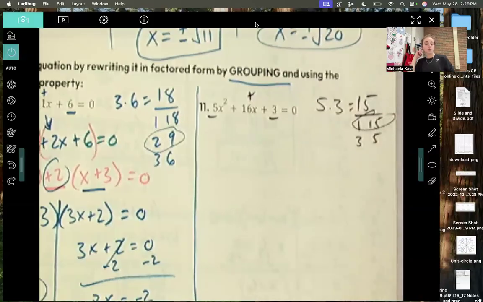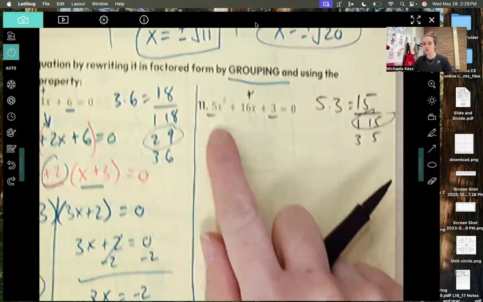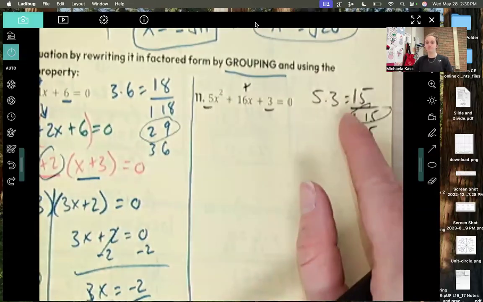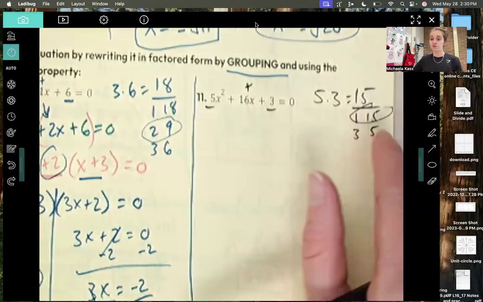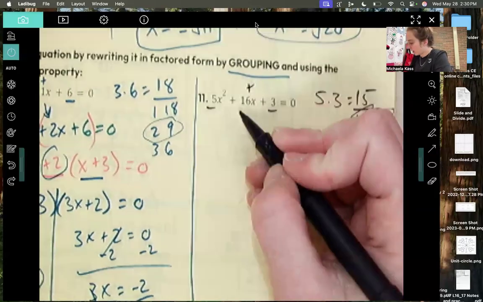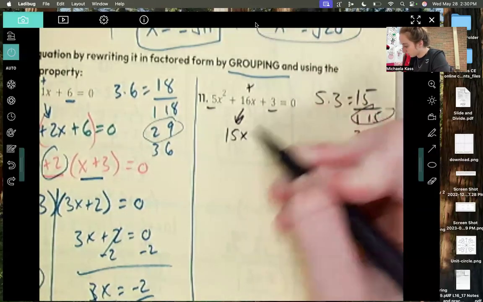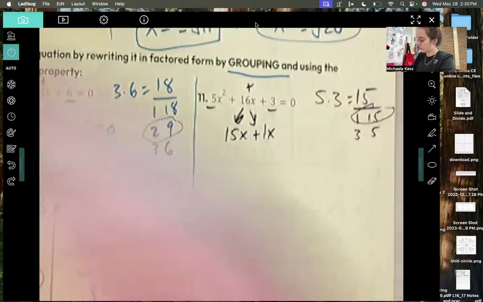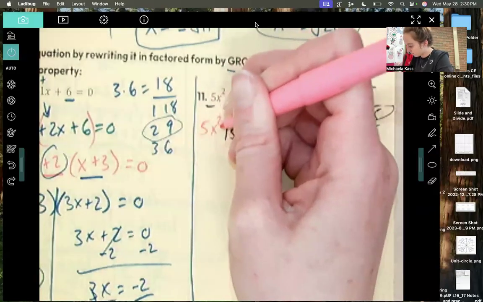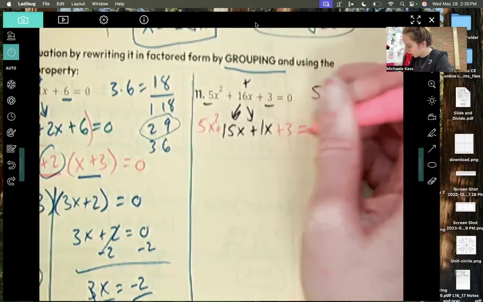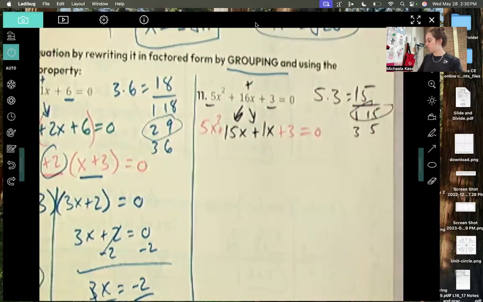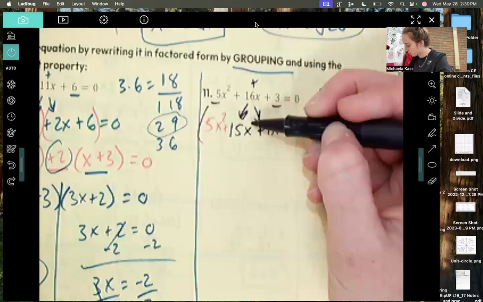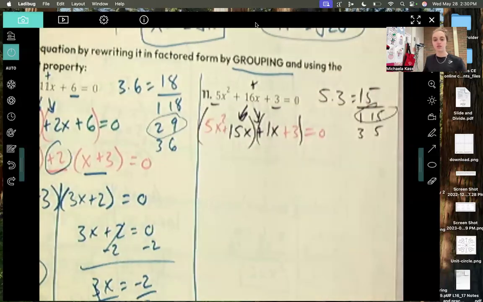Those two, right? So again, pause and ask yourself which one you want to write first based off this first number. Is 5 going to go into 1? No. Is 5 going to go into 15? Yes. So I'm going to put the 15x first plus 1x. I'm going to bring the other terms down for the ride. And then I'm going to group. So throw in my first set of parentheses and my second set of parentheses.